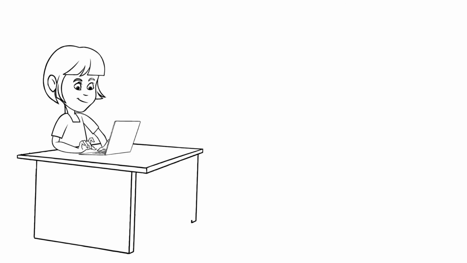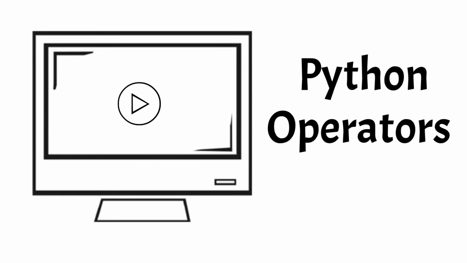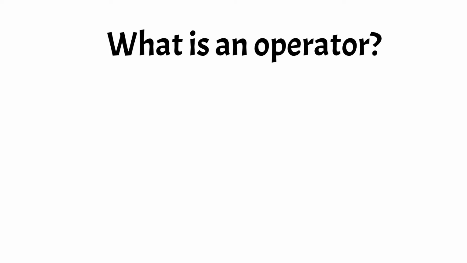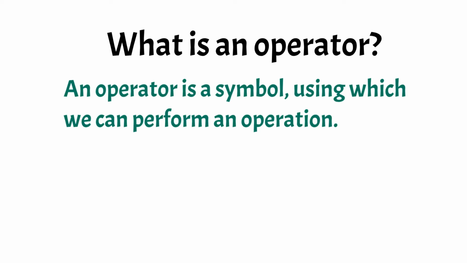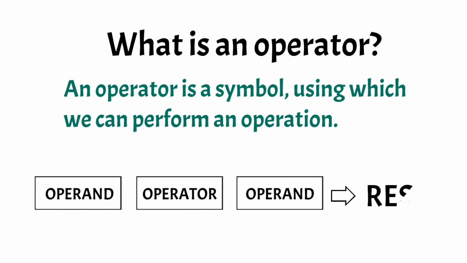Let us continue and learn some more fundamental concepts about the Python programming language. In the next few videos, I will explain all the operators in Python. So the first question is, what is an operator? An operator is a symbol, using which we can perform an operation. An operator usually takes two operands, performs the operation and then provides a result. I hope that the definition of operator is clear. We will see examples of all the operators in Python.